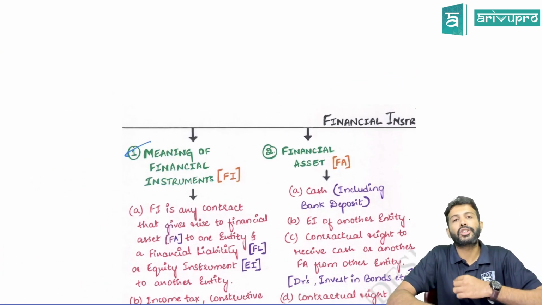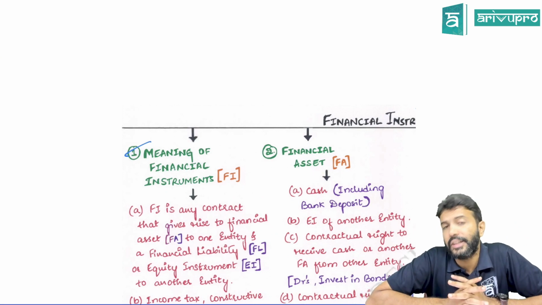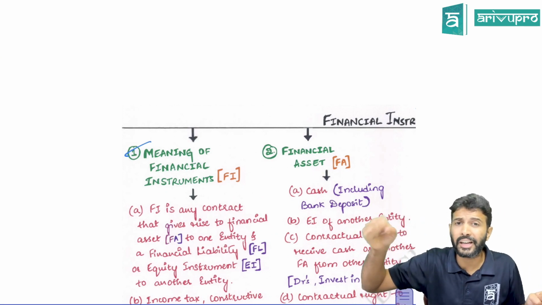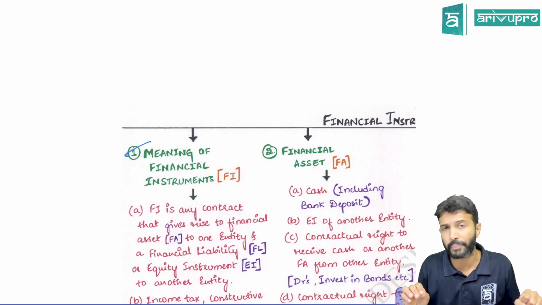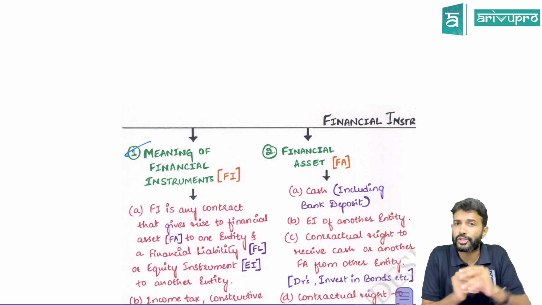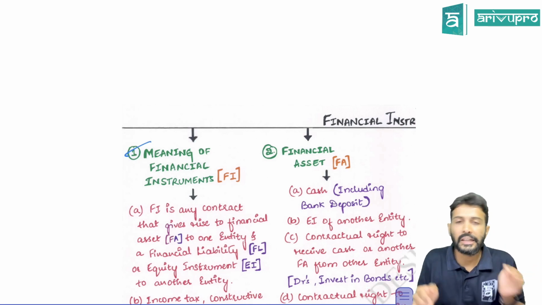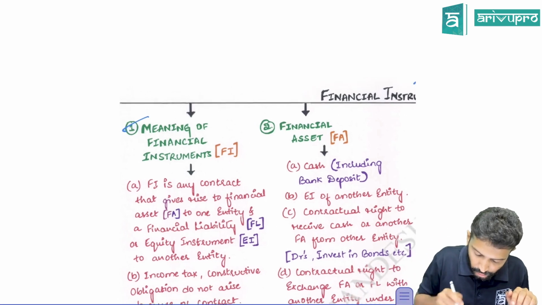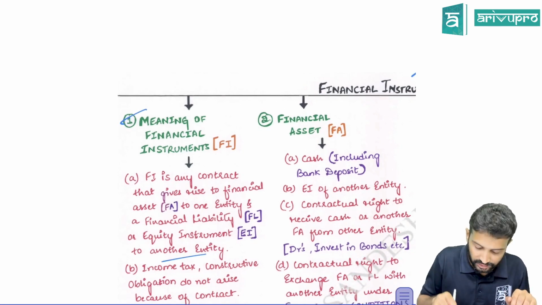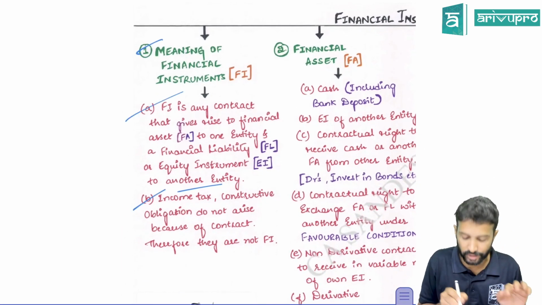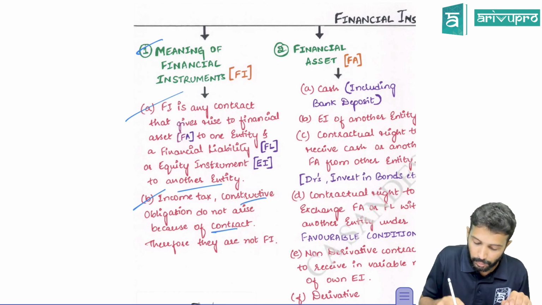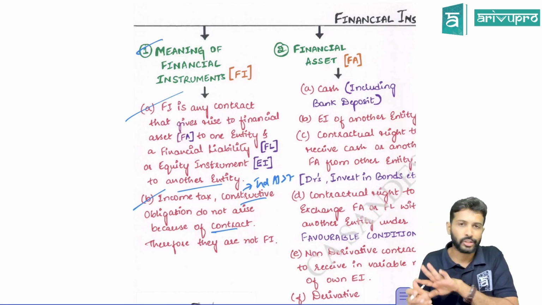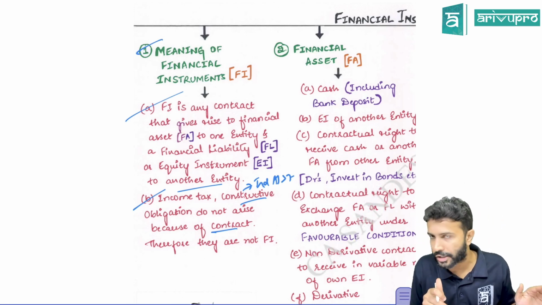First, financial instrument means it's a contract. It's a contract that will either create a financial asset to one entity and financial liability or equity to another entity. Meaning, if you want to call something a financial instrument, it should arise as part of a contract. Something which doesn't arise as part of a contract, like your income tax obligation or constructive obligations that arise as part of Ind AS 37, are not financial instruments. You will study those in Ind AS 37 later on. Do not worry about that for the time being. So they don't come as part of a contract, so they are not financial instruments.